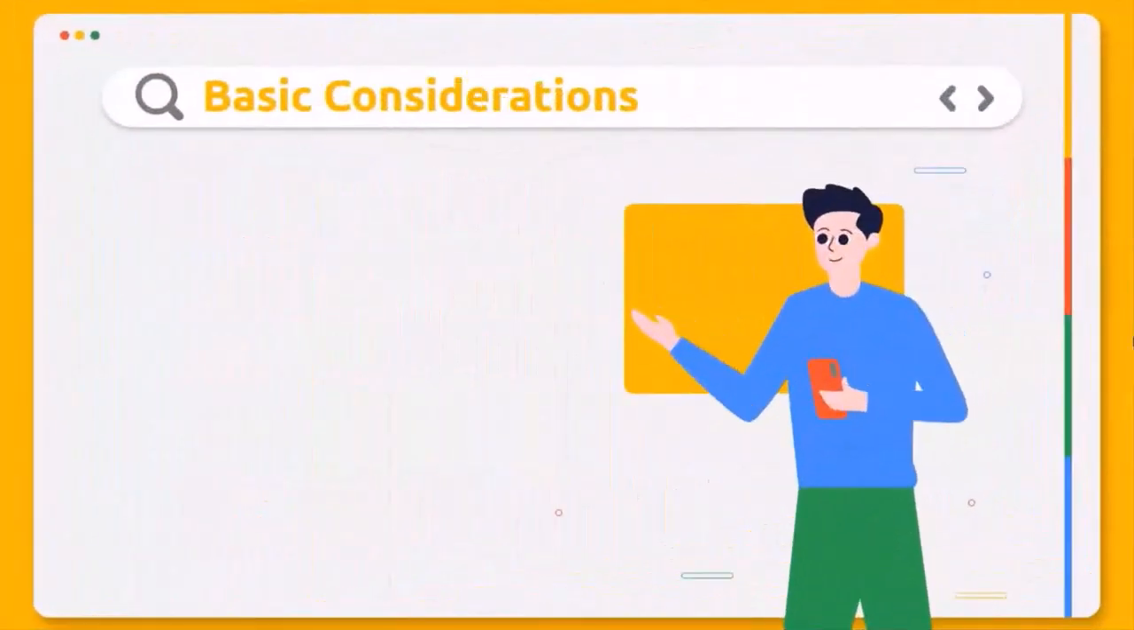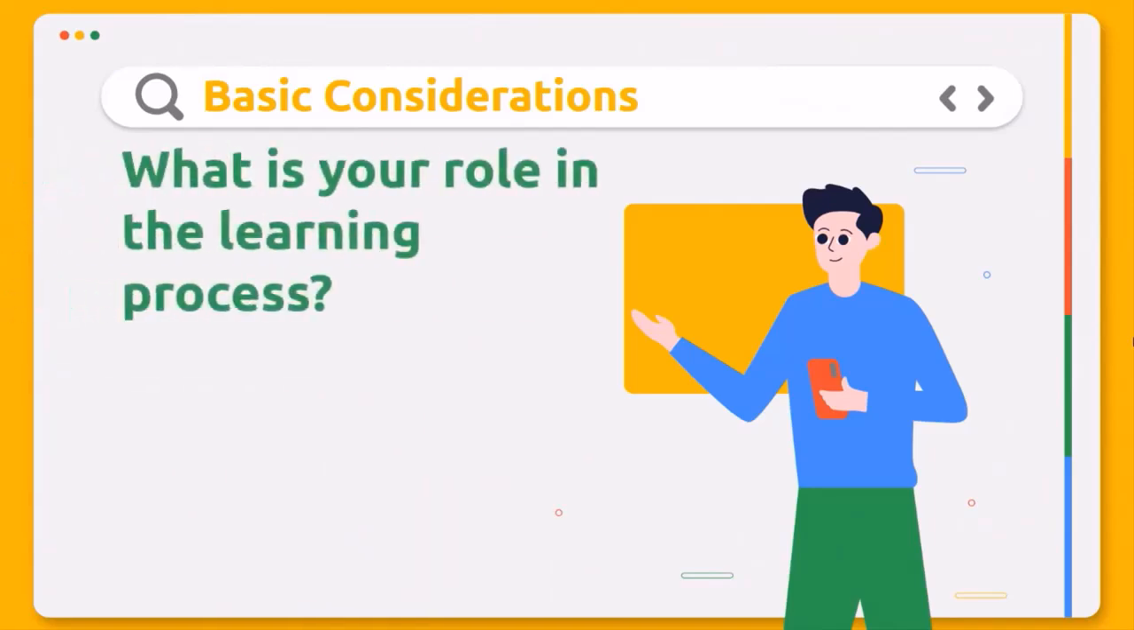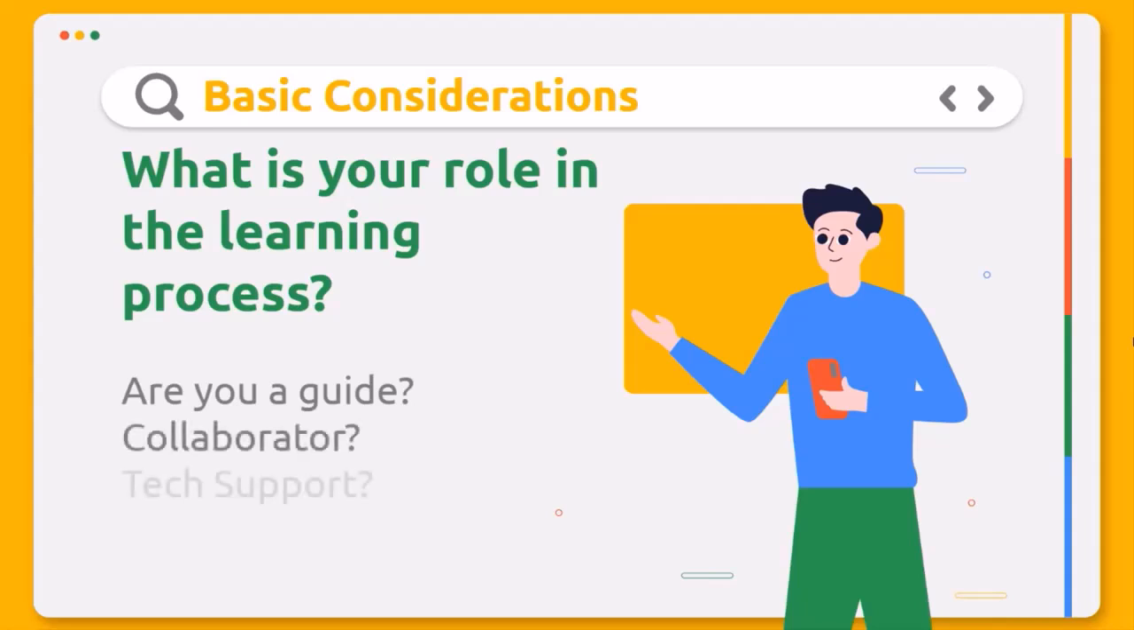Another basic consideration when designing lessons for a one-to-one audience is what is your role in the learning process. As you and your students become more comfortable in a one-to-one learning environment, your role as the teacher changes. Is your role during this specific lesson more of a guide, a collaborator, or are you more involved as tech support? These are all vital roles, and you may play a little bit of each one to a varying degree. But this is something that you need to consider as you build out your lesson plan.